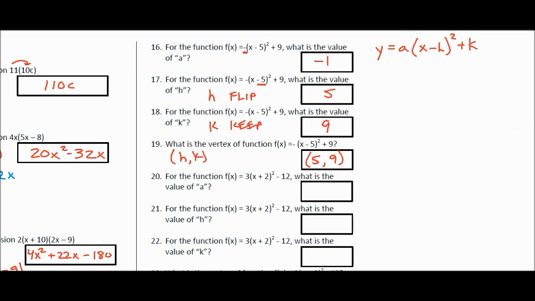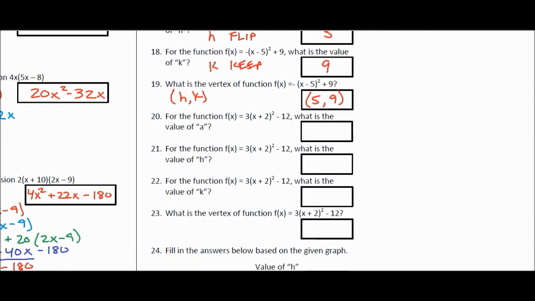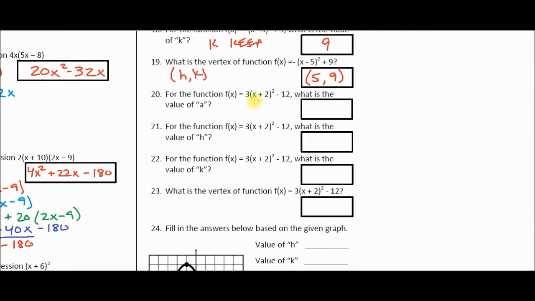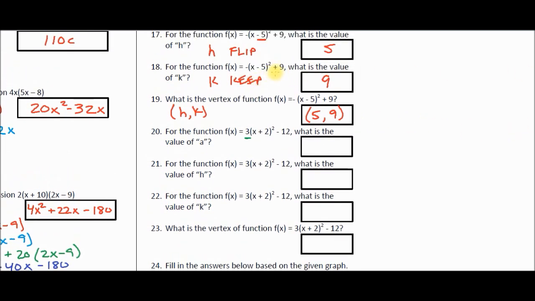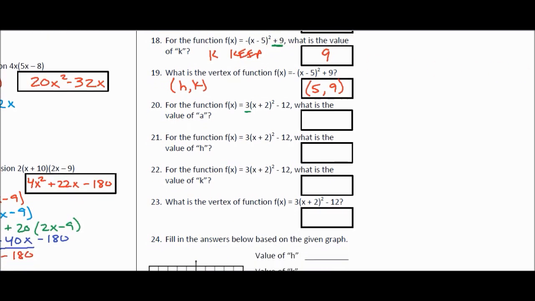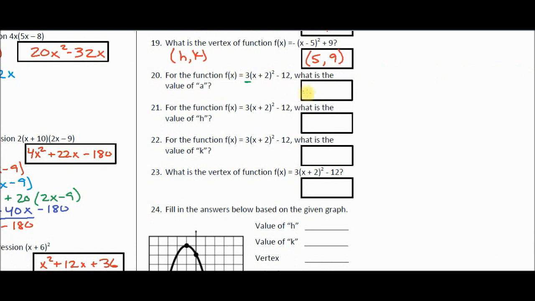Get a new equation now in question number 20. For the function f of x equals 3 times x plus 2 squared minus 12, what is the value of a? Again, class, same structure. It is a vertex form quadratic. The a value is right here. In fact, let me go back a second. I didn't underline the k value on number 18. Let me underline that for you. Okay, let's take a look at this. The a value here is positive 3.